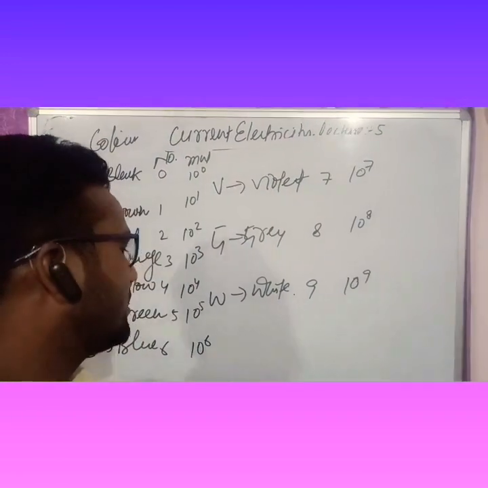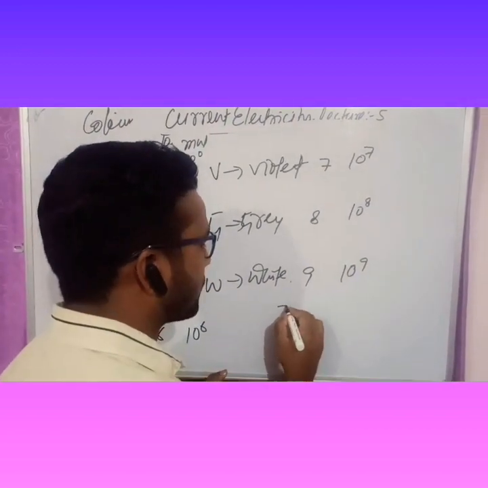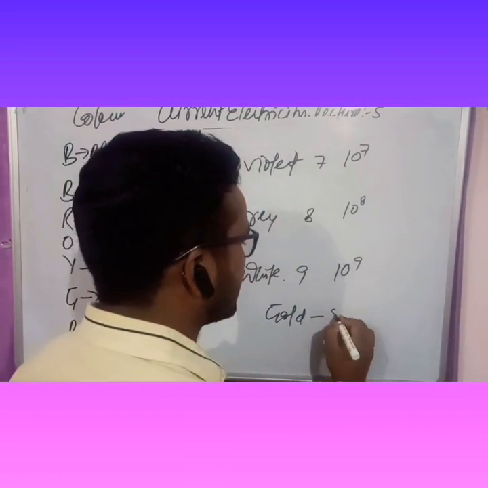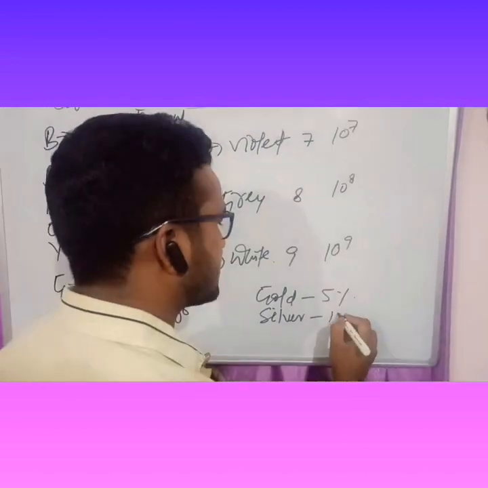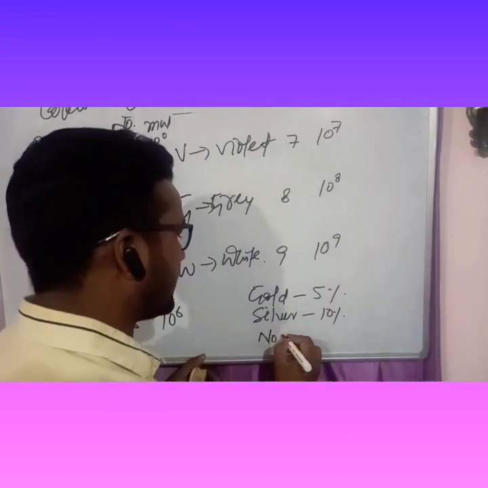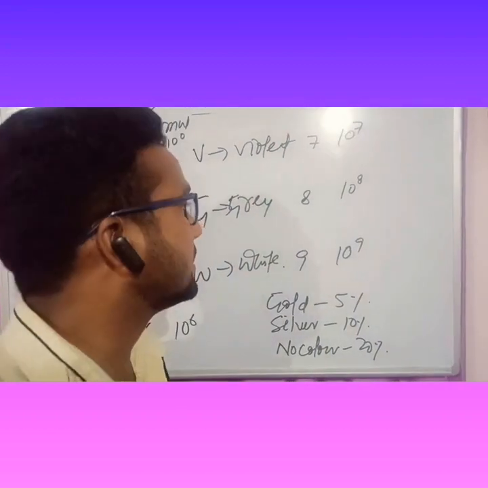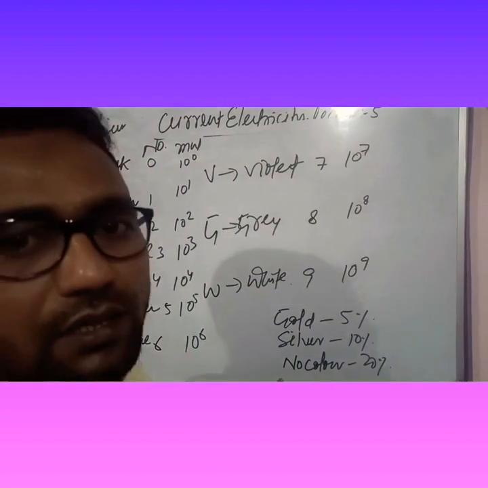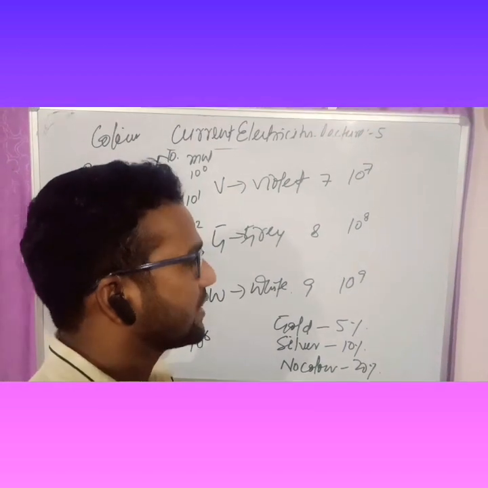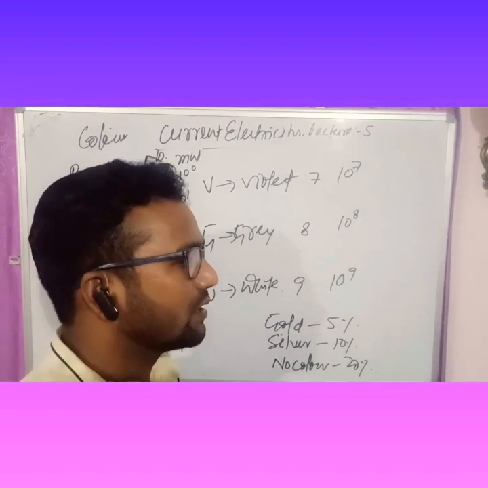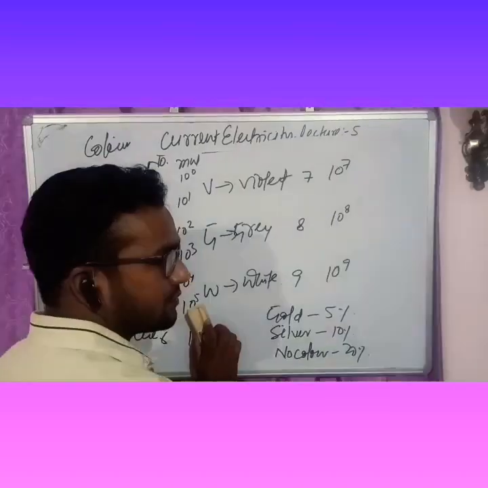And now tolerance is also given. Tolerance for gold is 5%, silver is 10%, and no color is 20%. These are the color codes. And now I will explain how we can read the coding printed on a carbon resistor.